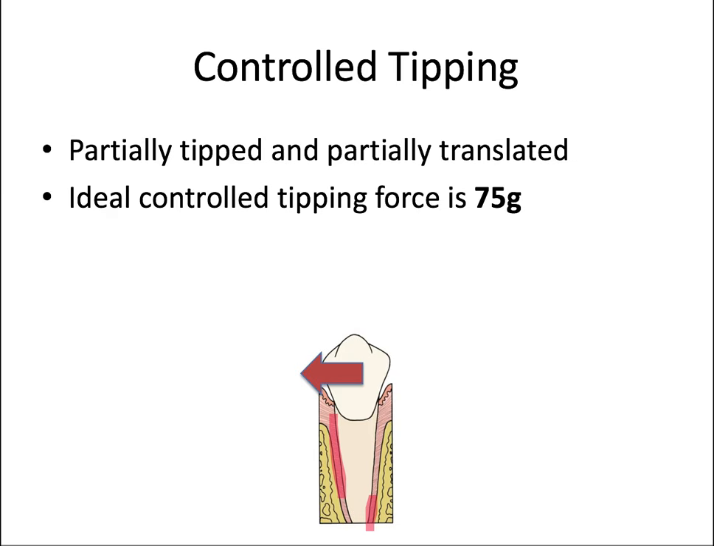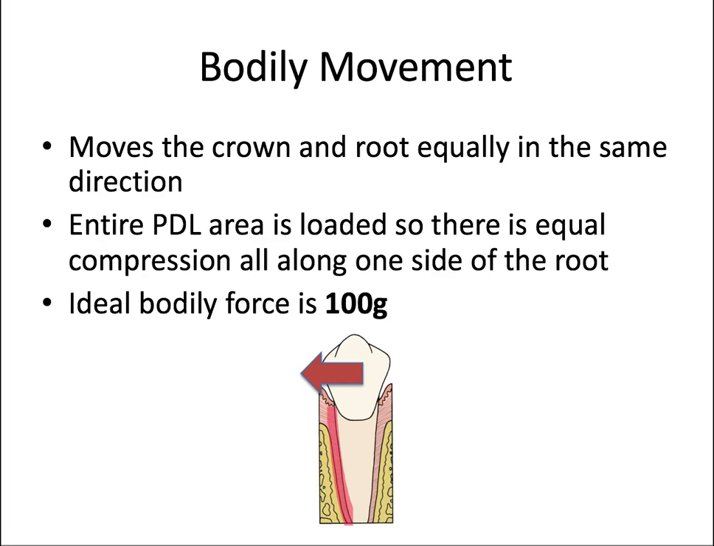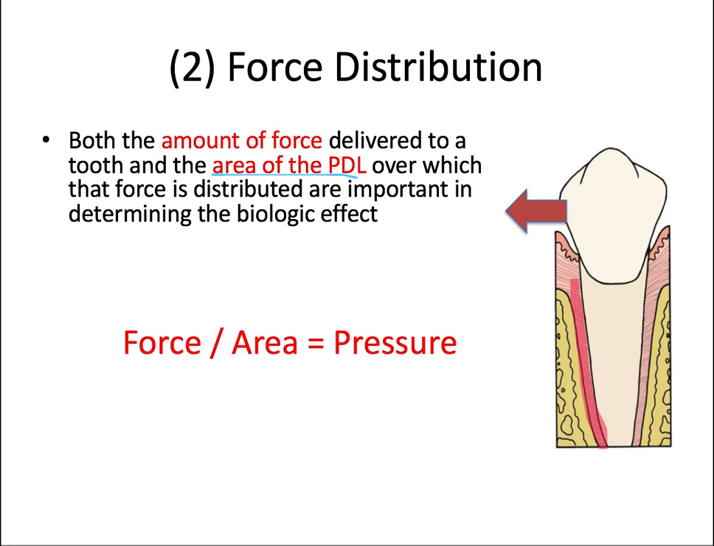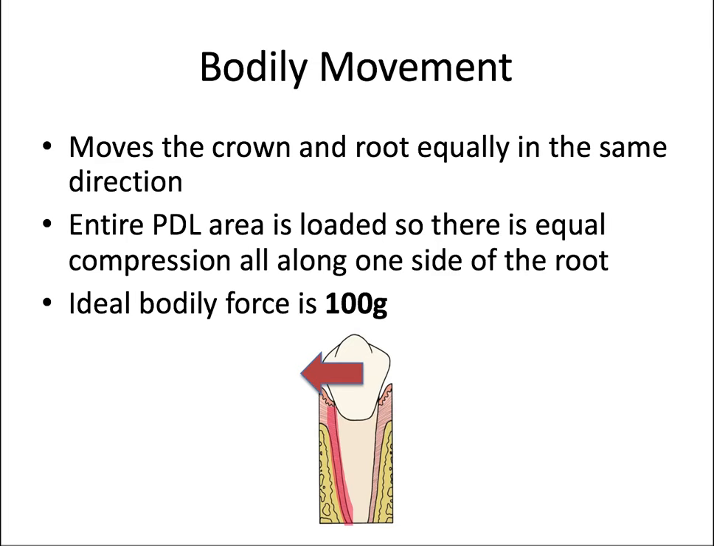For bodily movement, the crown and the root equally move in the same direction. So this is pure translation. The crown and the root are being moved at the same rate so that this tooth is staying completely upright in the same orientation. The socket is just being remodeled like this to the side of the force application. So the entire PDL area is loaded, so there's equal compression all along this one side of the root. That's what I showed you in this first slide here. So that was an example also of bodily movement.